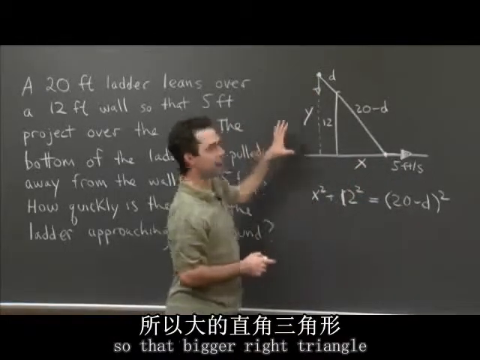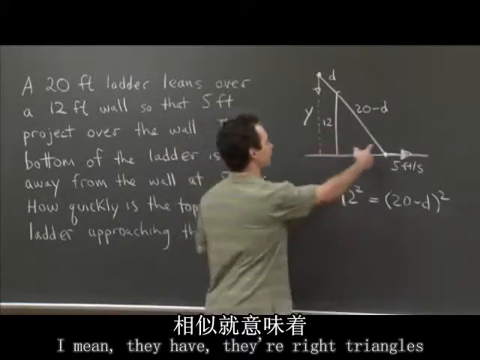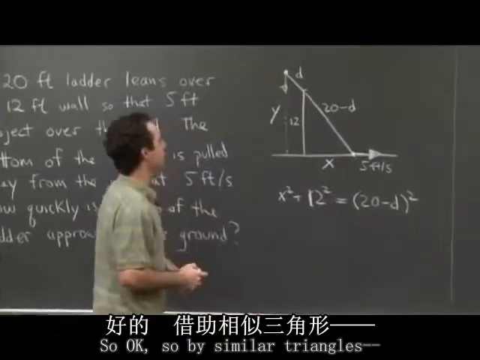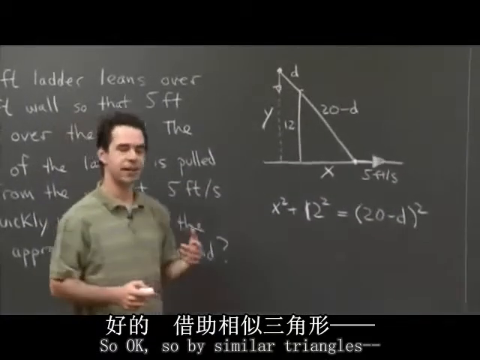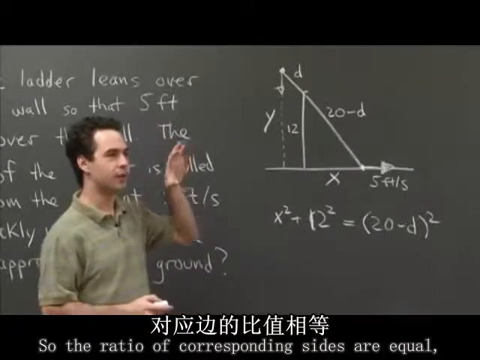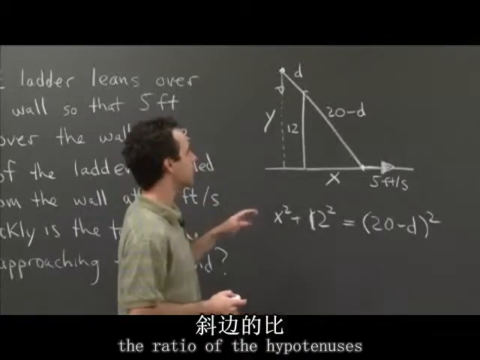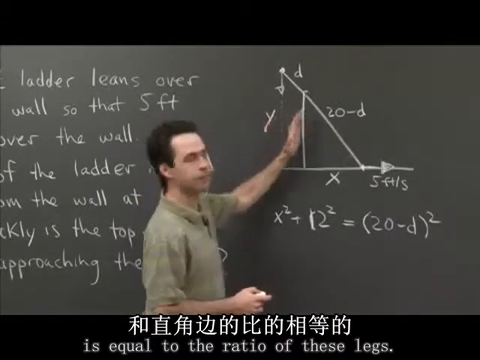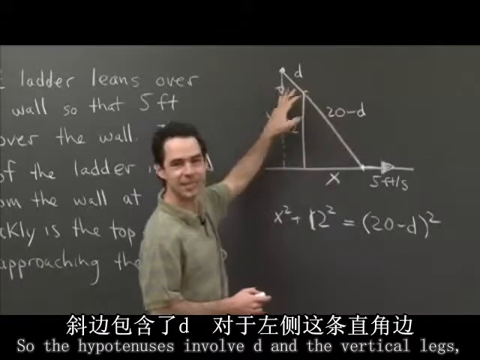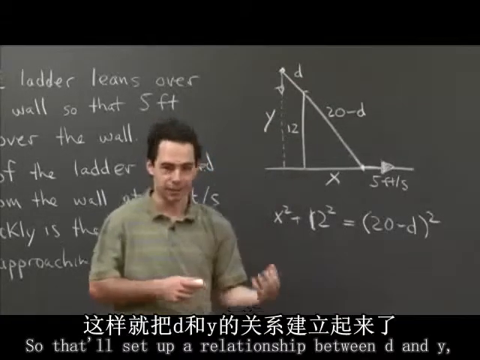So that bigger right triangle is similar to this smaller right triangle, right? They're right triangles and they have the same base angle there. So they're similar triangles. Now I have to remember all my geometry, right? The ratio of corresponding sides are equal. So in this case, the ratio of the hypotenuses is equal to the ratio of these legs. The hypotenuses involve d, and the vertical legs, one of them is just constant, and one of them involves y. So that'll set up a relationship between d and y.